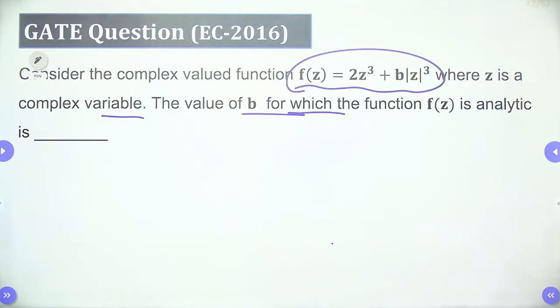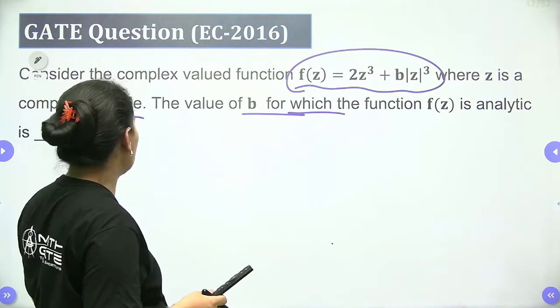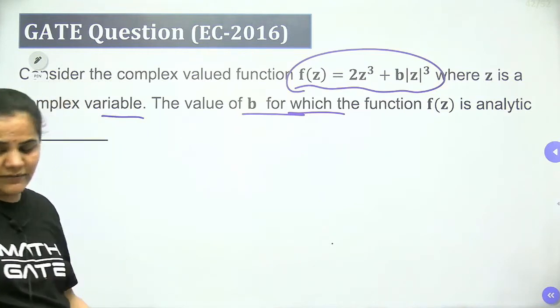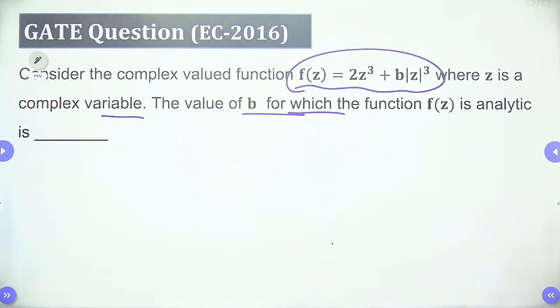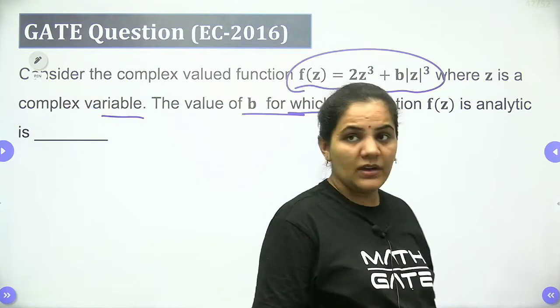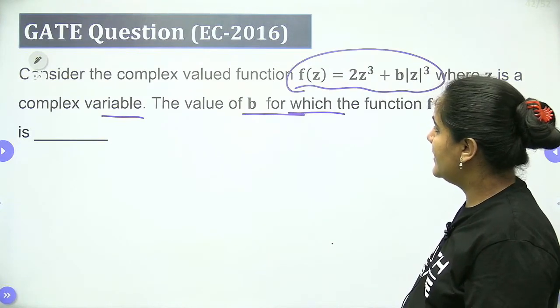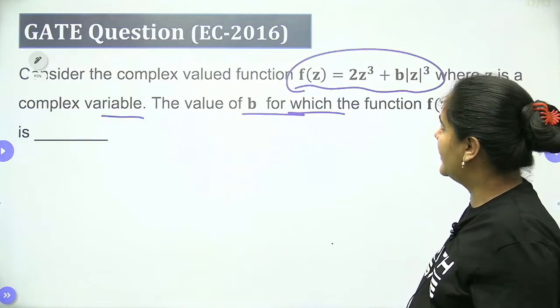Okay, exactly, here f(z) is analytic. What exactly is the question talking about? The value of b. We have to find the value of b only here. Okay, I think there is a mistake in the question. Okay, let's have a discussion later on this one.